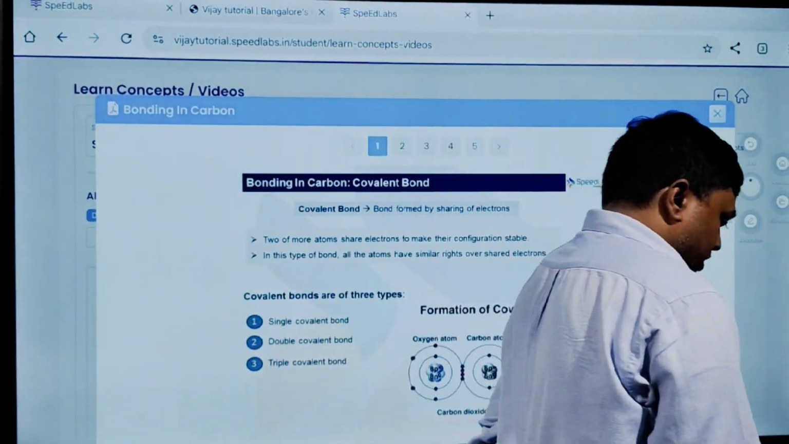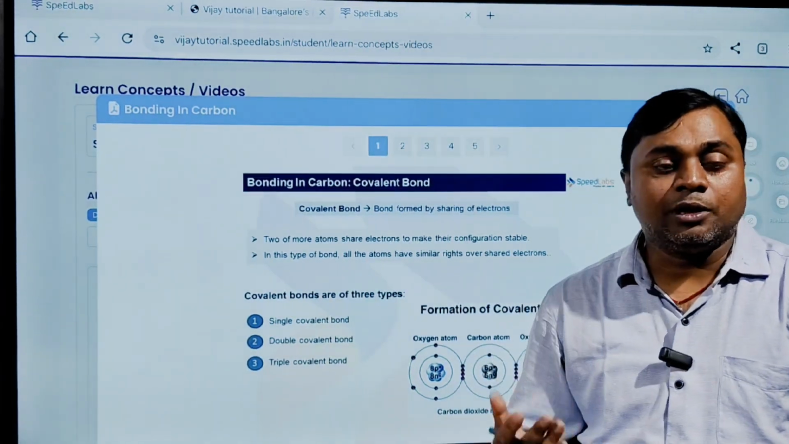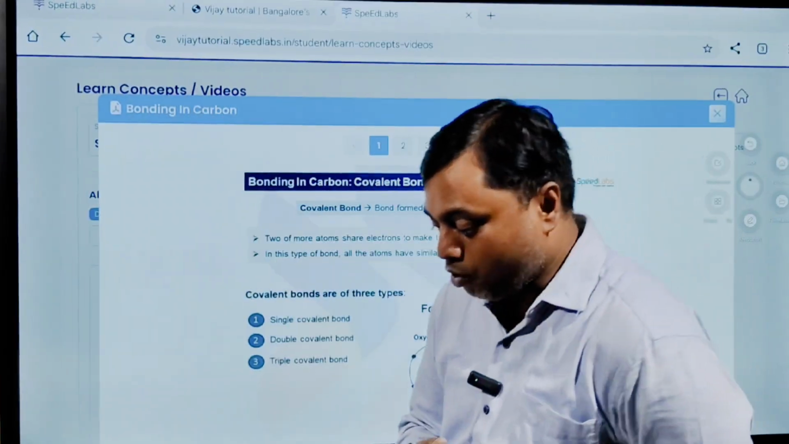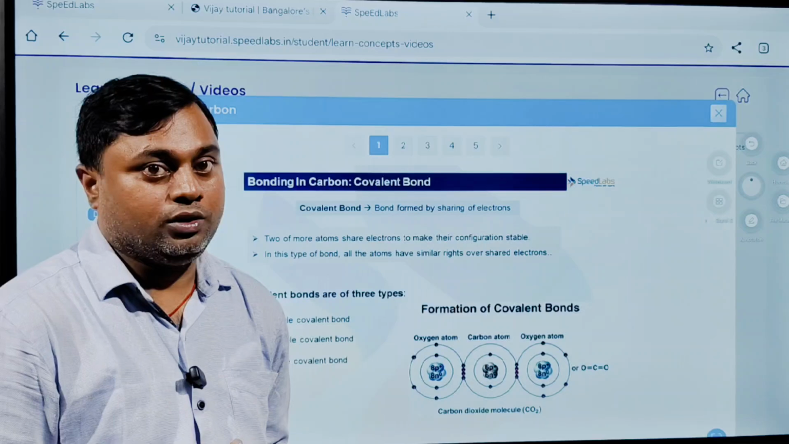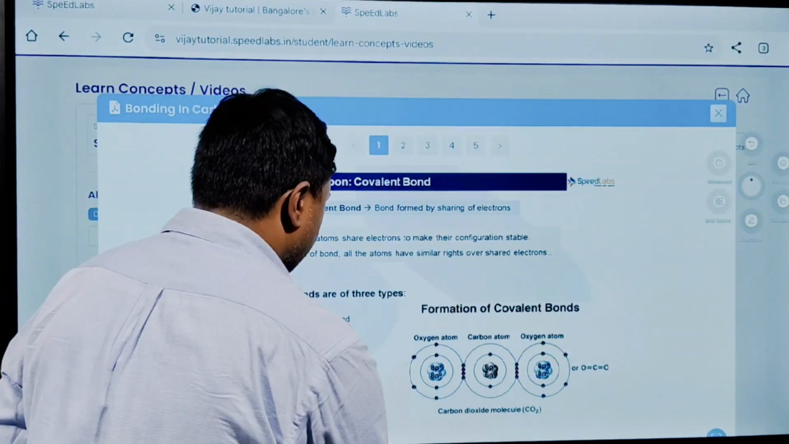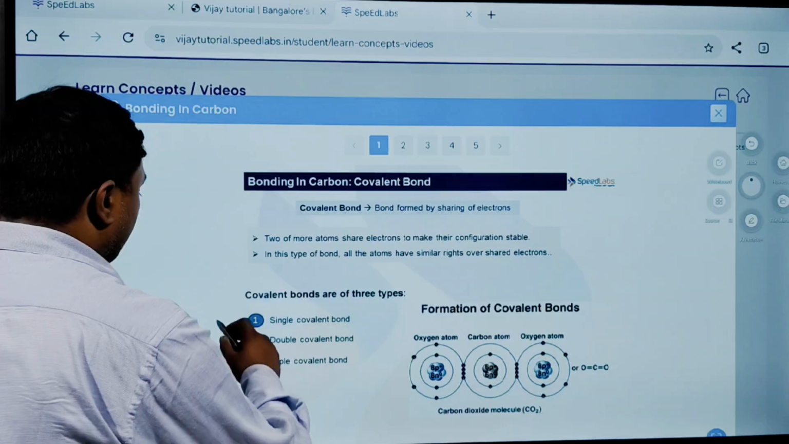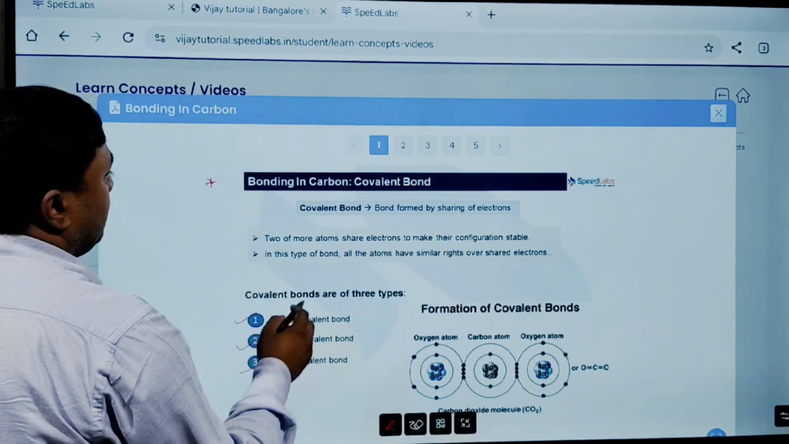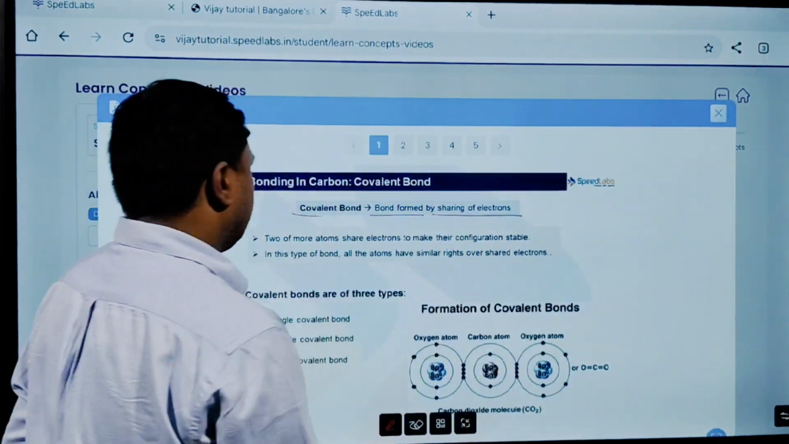When we talk about bonding in carbon compounds, they are generally formed by the covalent bond. What do you mean by covalent bond? The bond which is formed by the mutual sharing of electrons. There are three types of covalent bonds: single covalent bond, double covalent bond, and triple covalent bond. Covalent bonds are formed by the sharing of electrons.